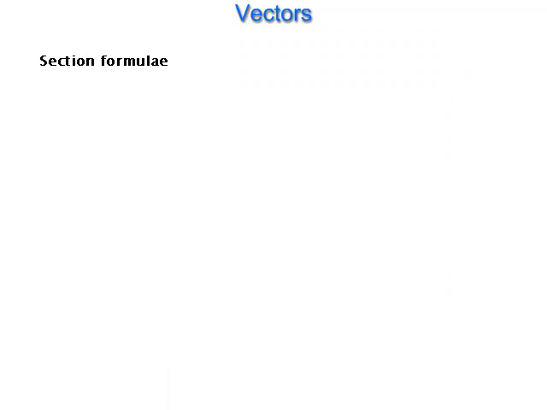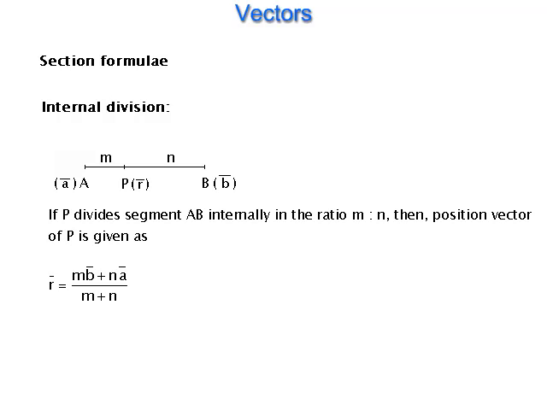Section formulae. Internal division. If the point P lies on segment AB, then it is said to divide segment AB internally in the ratio AP is to PB. The position vector of the point P, which divides segment AB internally in the ratio m is to n, where a bar and b bar are the position vectors of the points A and B respectively, is given by r bar equal to m b bar plus n a bar upon m plus n. This is called the section formula for internal division.